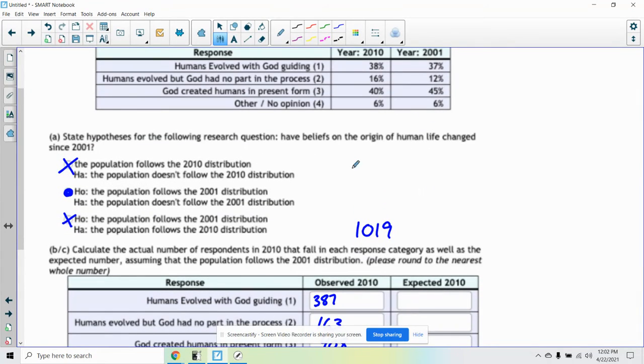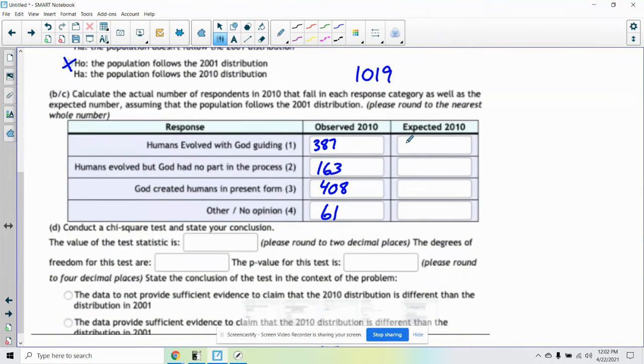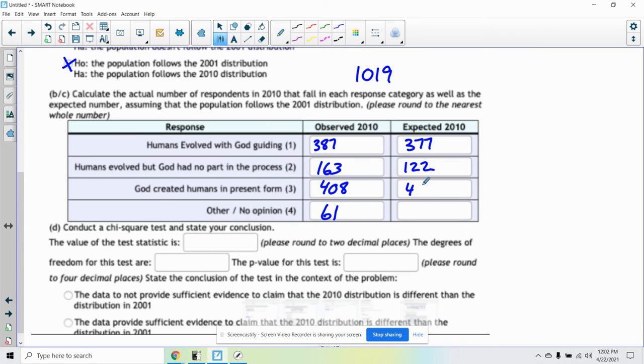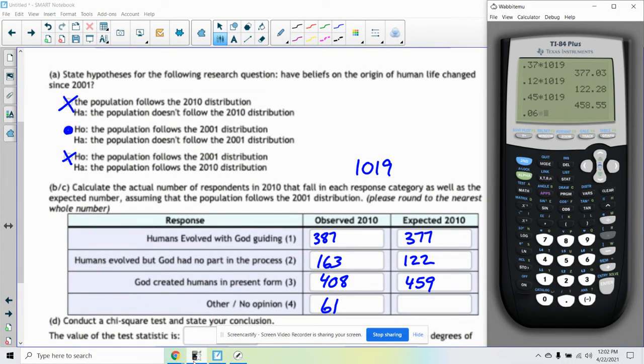If it follows the same distribution as 2001, the expected values would be, I'm going to take these percentages and multiply them by 1,019. 0.37 times 1,019. 0.12 times 1,019. 0.45 times 1,019. So I have 377, 122, 459. And the last percentage is 6%, 0.06. That's probably the same as the other one, right? Yep, 61.